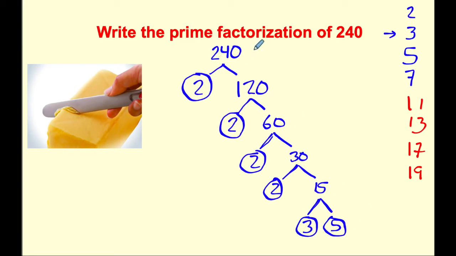And what we've done is we've taken the number 240 and we've chopped it down into all of these prime numbers. You see these numbers that I've circled? These are prime numbers. The answer to this math problem is going to be taking all of these prime numbers and multiplying them together.